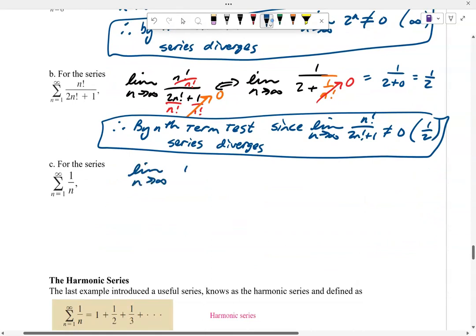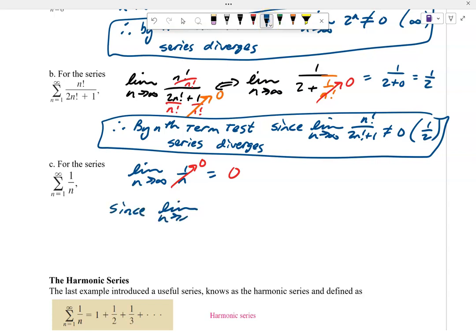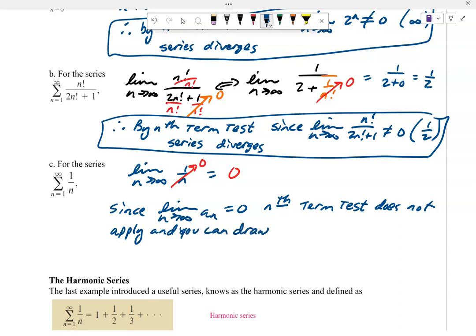Limit as n goes to infinity of 1 over n. You see how this goes to 0, 1 over a huge number. So it goes to 0. So what can we conclude? Well, since the limit as n goes to infinity of a_n equals 0, remember, we want it to not be 0 to conclude it's divergent. So if it does equal 0, the nth term test does not apply, and you can draw no conclusions about the convergence or divergence. We're not sure of the series.